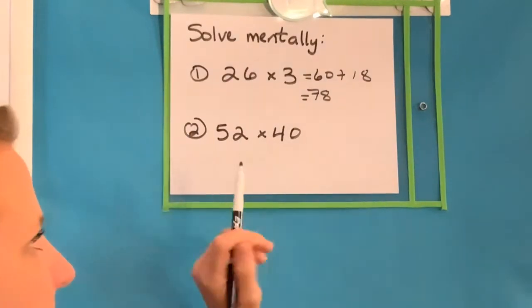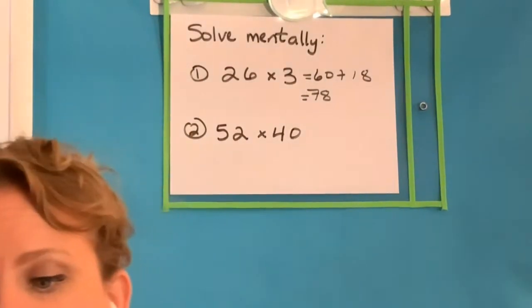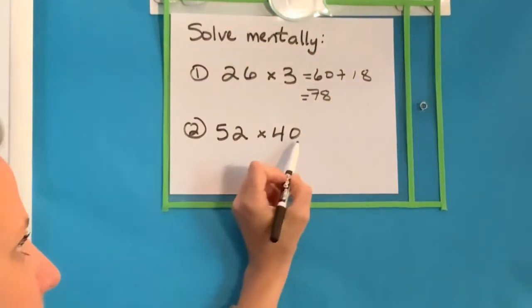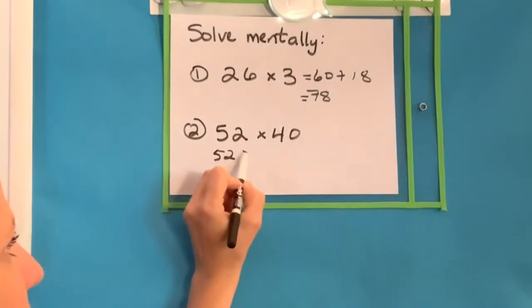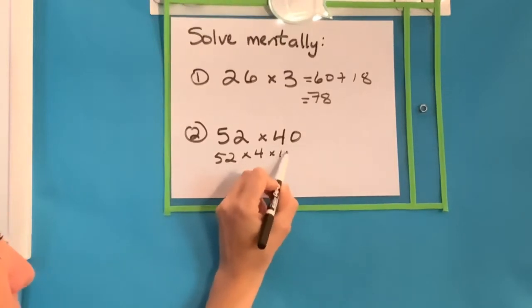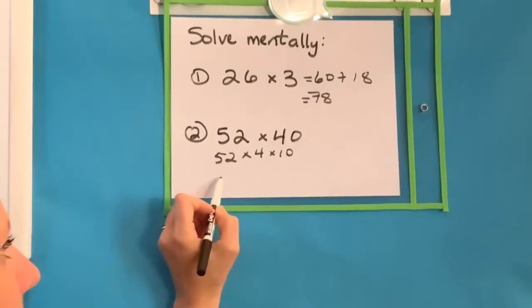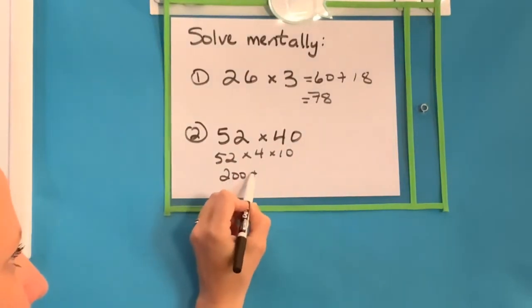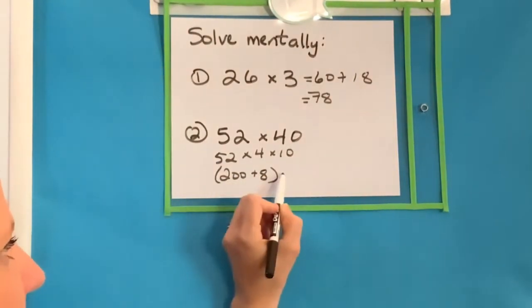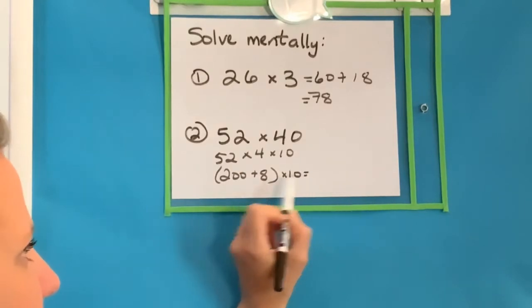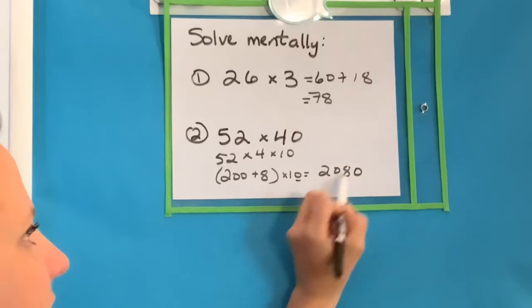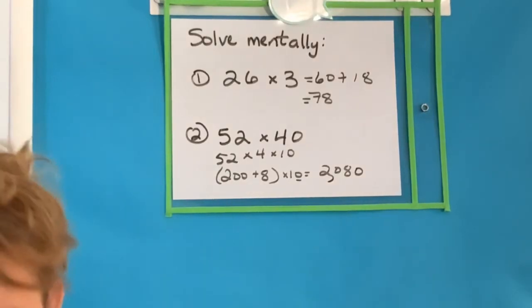And then this is one that's going to take both of those parts. We're going to break the problem into each of its parts, and we're also going to save 10 for last. So we're going to do 52 times 4 times 10, okay? 50 times 4 is 200. 2 times 4 is 8 times 10. We add these two together and get 208, and then add our 0. So we should get 2,080.